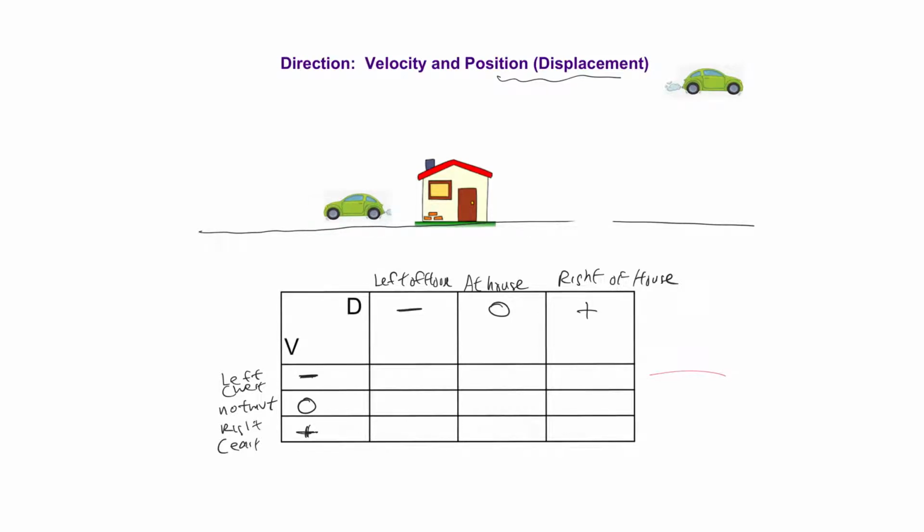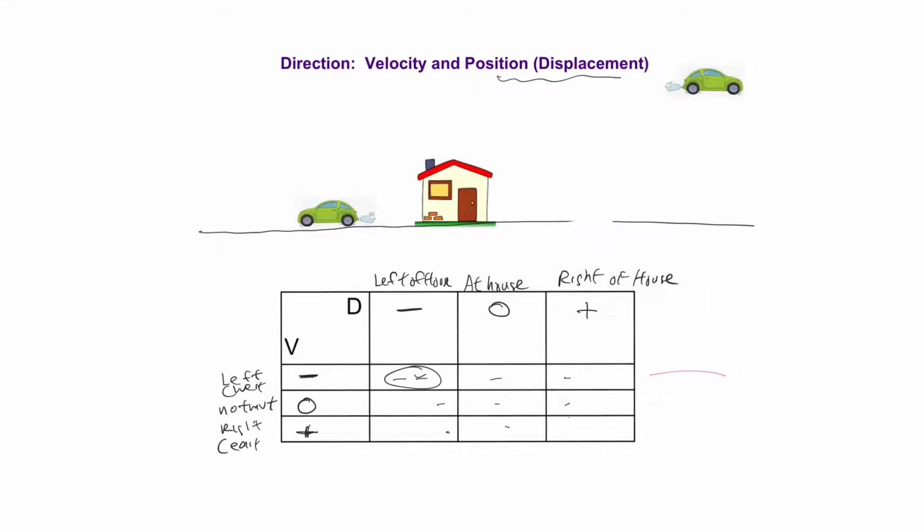So now we're going to look at the 9 case scenarios here, 1, 2, 3, 4, 5, 6, 7, 8, 9, and see what happens in each case. Let's look at the first one here. In this case, both velocity and displacement are negative. What displacement negative means is the car is to the left. So right now the car is to the left of the house.